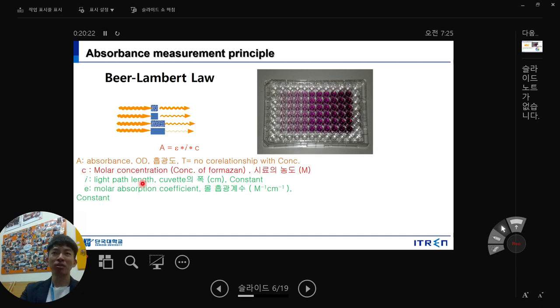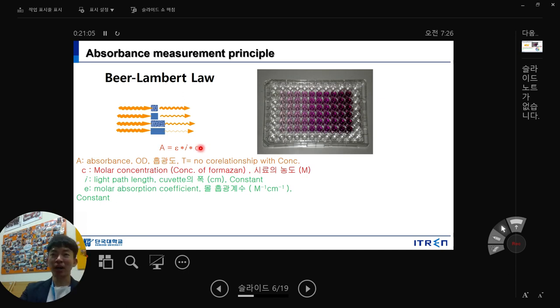More or less amount, more or less transmittance. More amount, more absorption. Less amount, less transmittance, more absorption, right? And then see c, the molar concentration. Let's say the concentration of your formazan. Okay? So the darker this purple color is, when you look at this one, ε and l are constants most of the time if you are pipetting properly. And then absorbance always depends on your concentration.